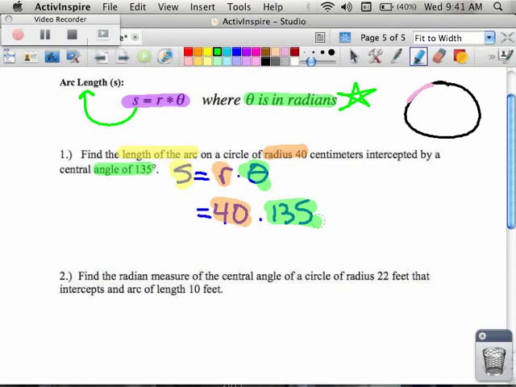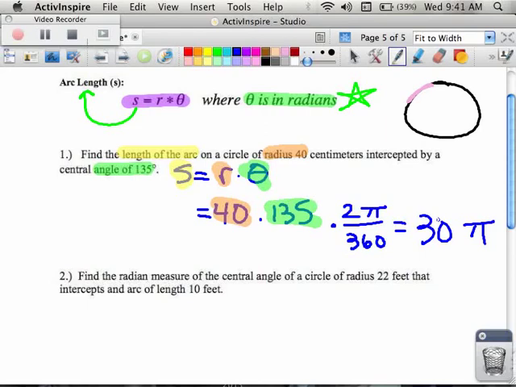So I also have to multiply all that stuff by the conversion that we just got done learning. I want to go to radians, so 2 pi goes on the top, 360 goes on the bottom. The best way to do this on your calculator is to go 40 times 135 times 2 divided by 360. You'll get a number. So this is 270. You get 30. Okay, 30.